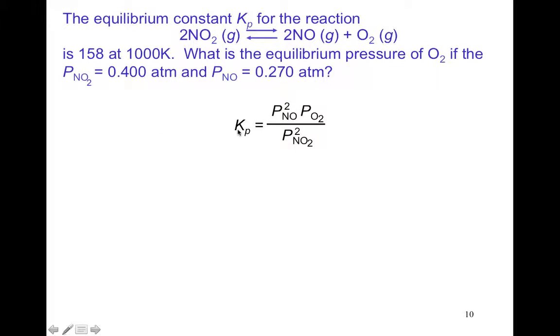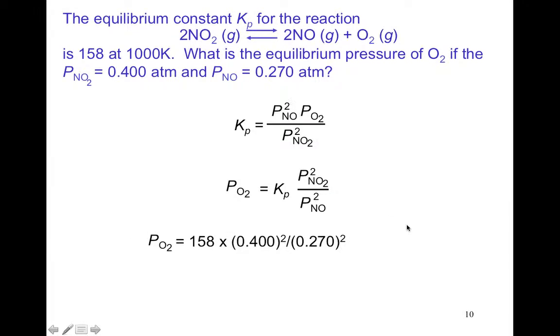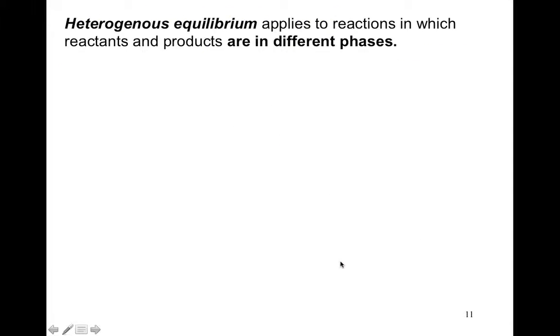We just set it up like this. Our Kp is equal to our product, pressure of NO squared, pressure of oxygen, divided by pressure of NO2 squared. Sub in the values they give for it. Here they rearrange the equation first, and that's fine. You can rearrange the equation first, or you could plug all your values in from the problem. 158 goes here, pressure of NO2 goes here, it's 0.4 squared, pressure of O2 is what we're solving for, pressure of NO is 0.270 squared. Solve for that guy. If you want to rearrange it first, go for it. Here's what they did. Took all those values I just told you, put them in. Should be about 347 atmospheres.